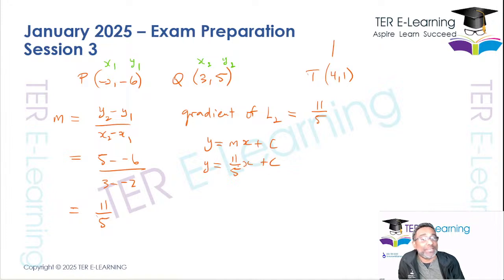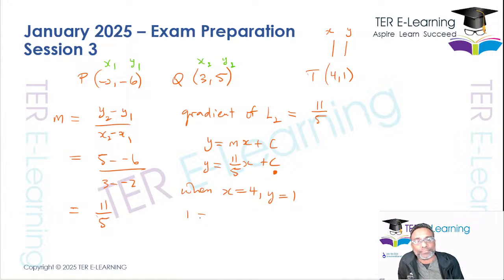Now the only thing missing here for us to complete the question is to figure out what the c is, right? Now this is where the (4, 1) is going to come into play. That's an x coordinate and this is a y coordinate. So we're just going to say when x is 4, y is 1, right? So actually I was doing this with my Form 4 AdMaths class today, right? So we're going to substitute these numbers into this equation.